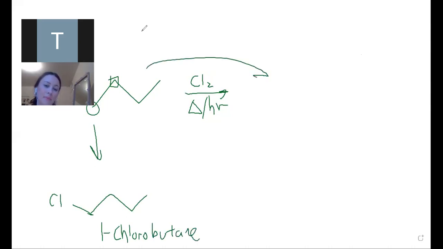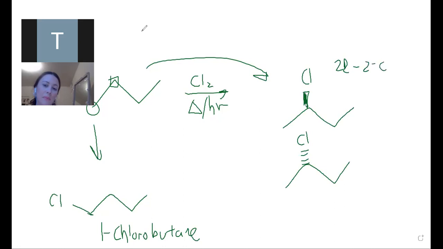Now, when I add to here, I can add so that it is in the R conformation, or I can add so that it is in the S conformation. And so this would be 2R, 2-chlorobutane.